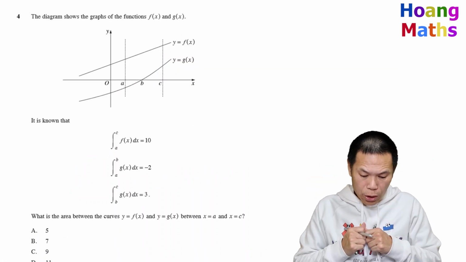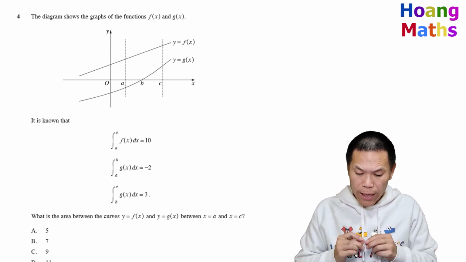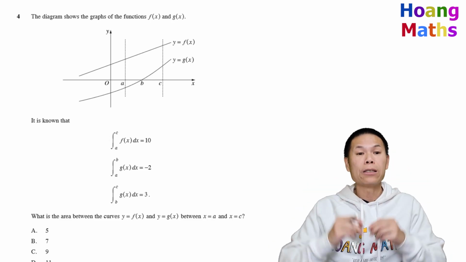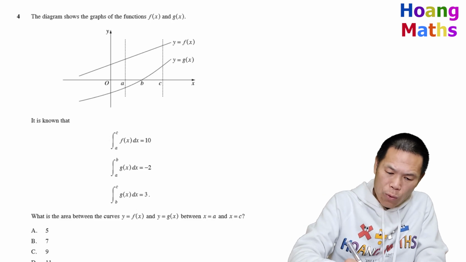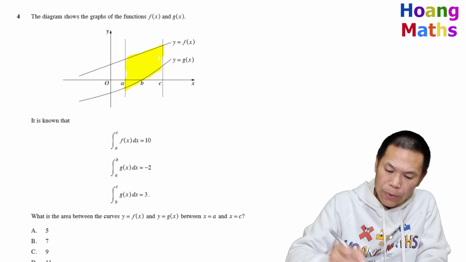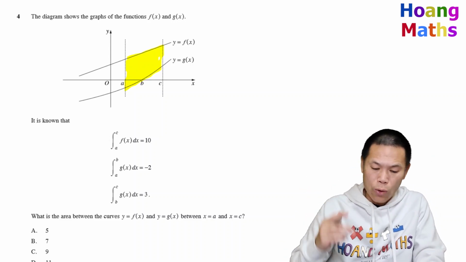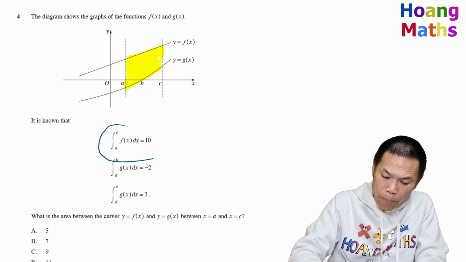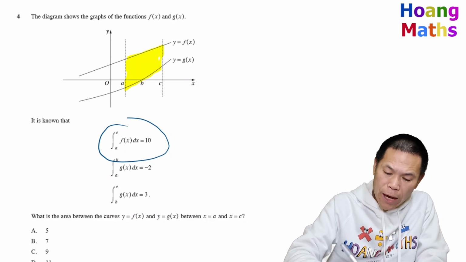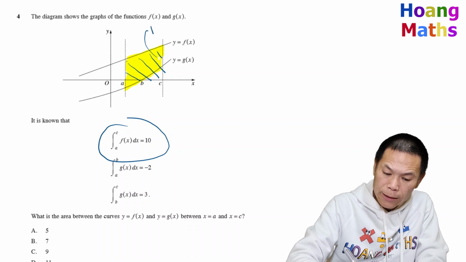Question 4. So the question is, we need to find the area between f of x and g of x between x equal to a and x equal to c. So in other words, we need to find this area here. Okay, keep that in mind. Then let's go through all the information given to us. So if we evaluate from a to c, the integral of f of x is 10. So this means that the whole lot here is 10.